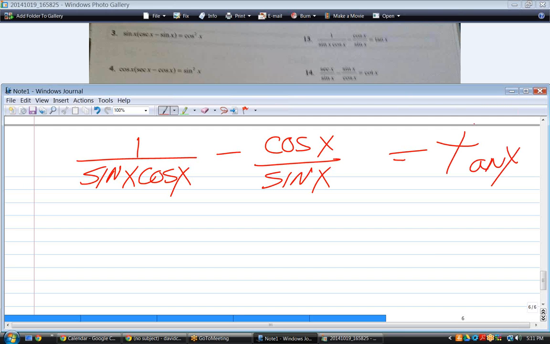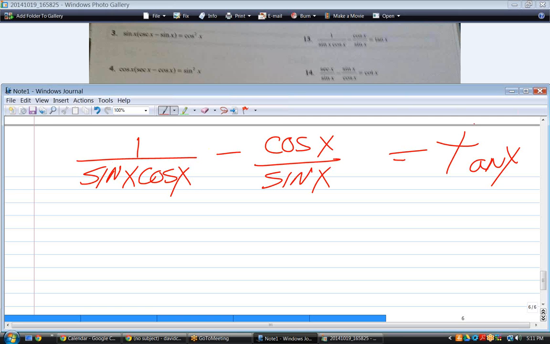What do you think here? What's a good first step? First of all, we're going to work with the left side, try to make it into the right, which means what? What's tangent x equal to? Sine over cosine. Yeah, in terms of all of this stuff over here, it's sine over cosine. So we're going to want to turn it into sine over cosine.